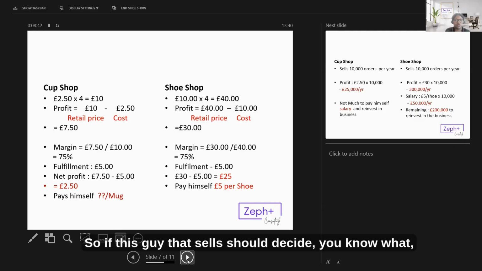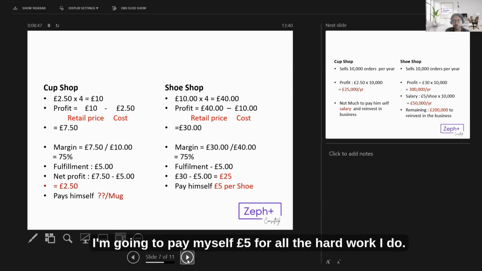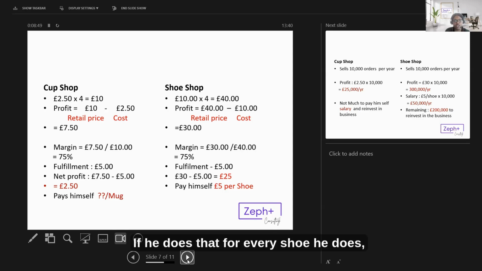So if this guy that sells shoes should decide, you know what, for any shoe I sell, I'm going to pay myself £5 for all the hard work I do. If he does that for every shoe, from that £30, if you remove the £5 per shoe which he's going to pay himself, he still has £25 left. Remember, his cost price is £10 per shoe. So after removing the fulfillment and the amount he's going to pay himself, he still has £25.